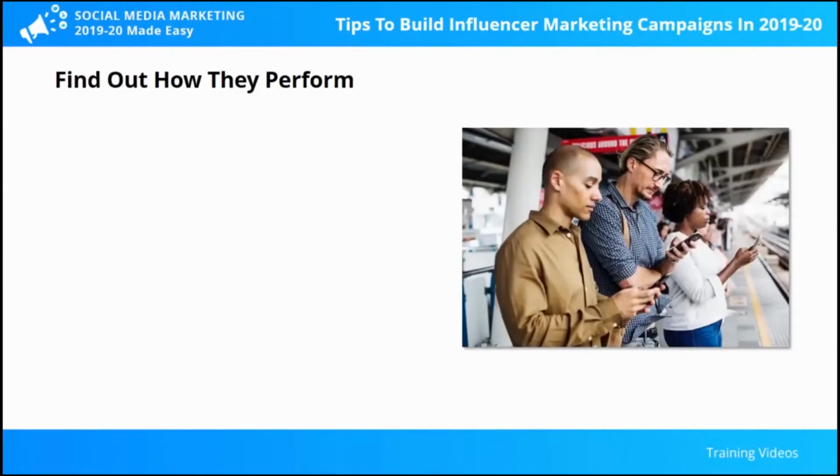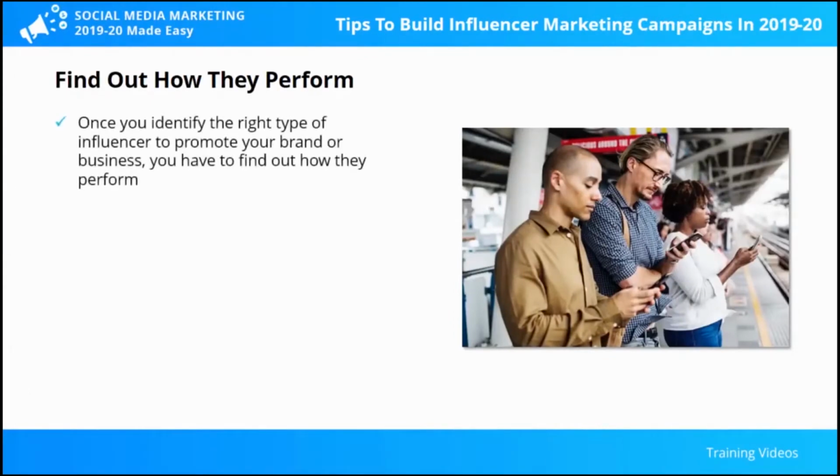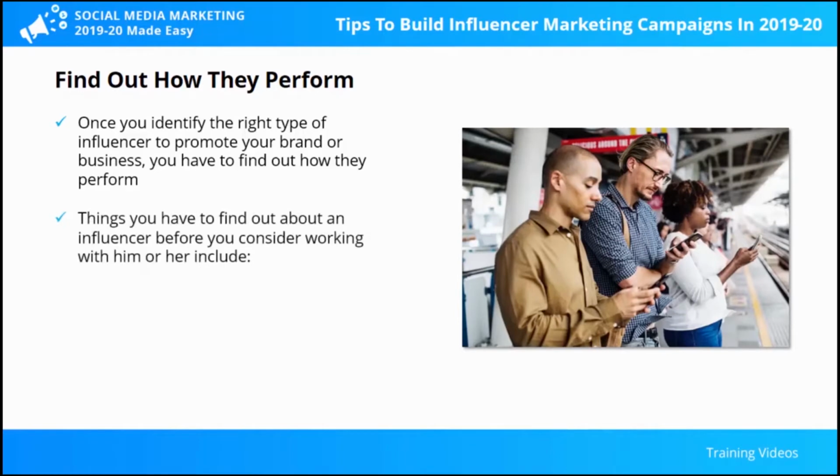Find out how they perform. Once you identify the right type of influencer to promote your brand or business, you have to find out how they perform. Things you have to find out about an influencer before you consider working with him or her include: how engaged is his or her audience? A true influencer has a very close relationship with its audience, to the point of influencing their purchasing decisions.